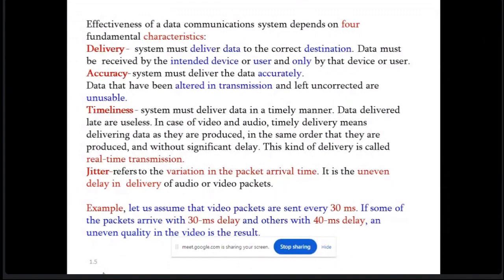Third one, timeliness. Timeliness is nothing but the system must deliver the data within the time limit. Here, data delivered late is useless. Whether it is audio or video data, it must be a timely delivery. So in this parameter, the delivered data should be produced in the same order.